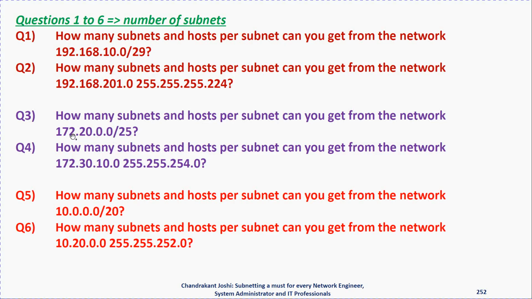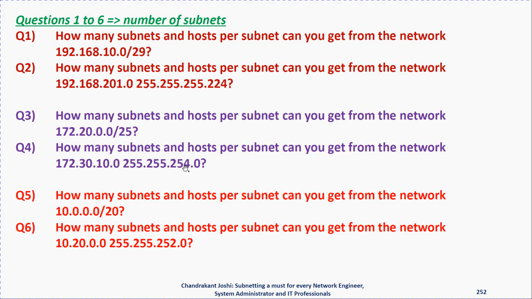So for class B, what is the default subnet mask or prefix length? The default prefix length is 16. So the given prefix length is 25. So how many bits have been borrowed? The given prefix minus the default prefix. Same thing over here. So how many bits have been borrowed and what is the default number of bits?